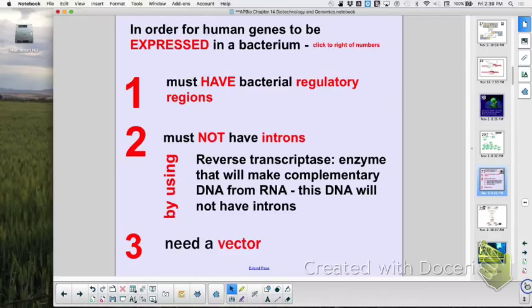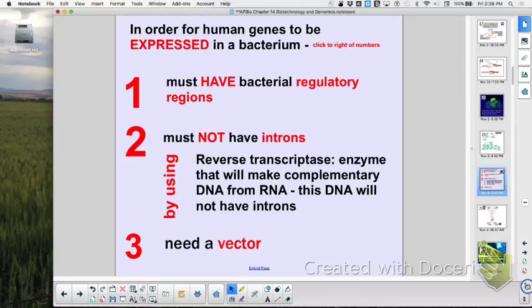But we need to make sure we have a way to turn that gene on. Otherwise that gene will be silent. If you put a gene in and there's nothing next to it to turn it on, it will never get transcribed or translated. So what do we use? What would we have to put it next to? A regulatory region.